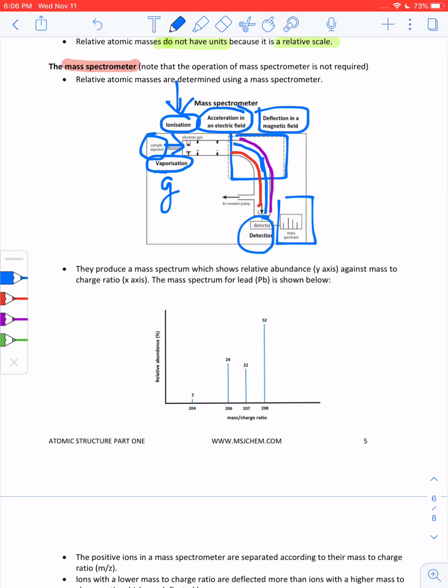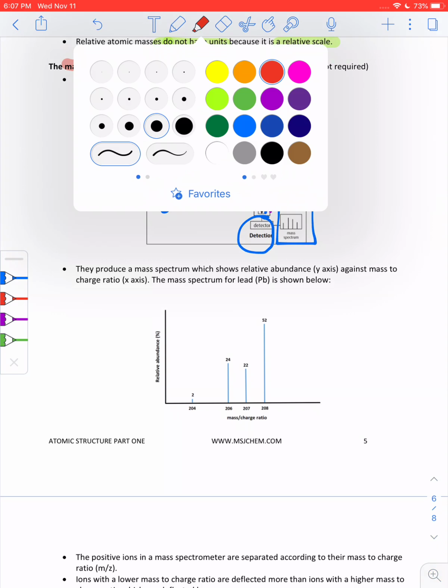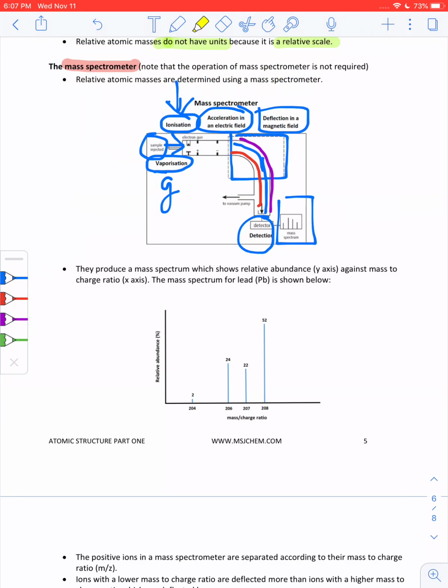Okay. And you have an X and a Y axis, just like graphs and things in math and charts. And so on your Y axis, you have relative abundance. Okay. Relative abundance is your percentage. Okay. And then on the X axis, that's where you have what they call the mass to charge ratio. The mass to charge ratio, that's just telling you the mass. Okay. So this is going to be my mass.